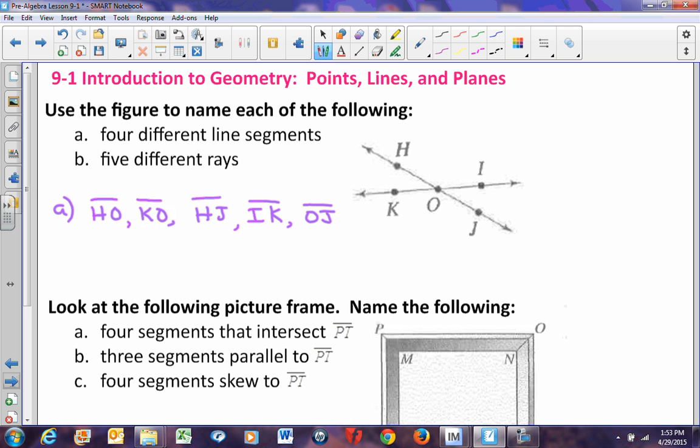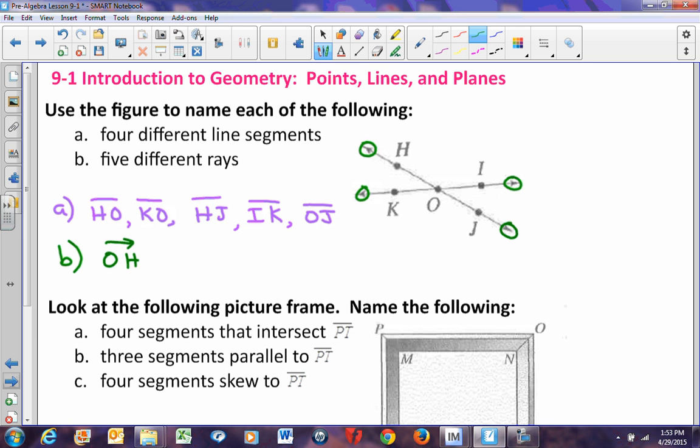Now I need 5 different rays. For part B here, I need 5 different rays. They can start at an endpoint and go any direction. Since all 4 of these have arrowheads on them, it doesn't matter where I start as long as I go through. So, different rays. So I'm going to say like OH. Oops, I have to leave it O first.